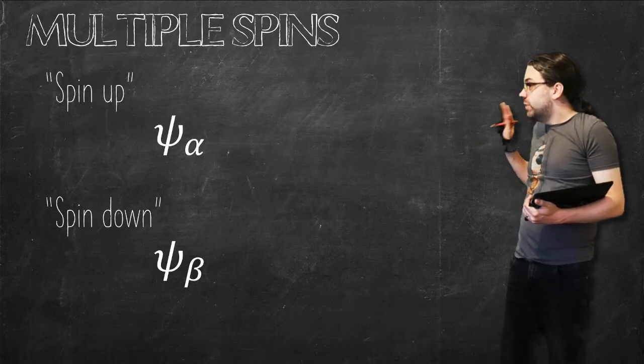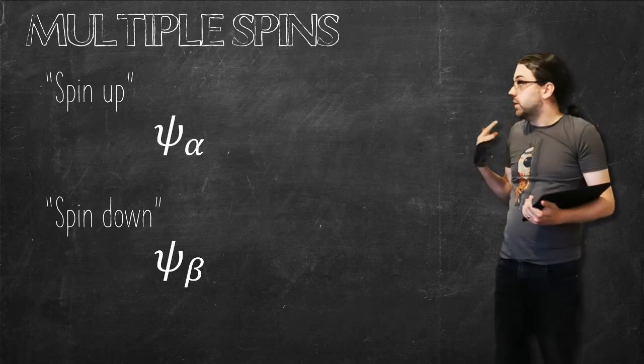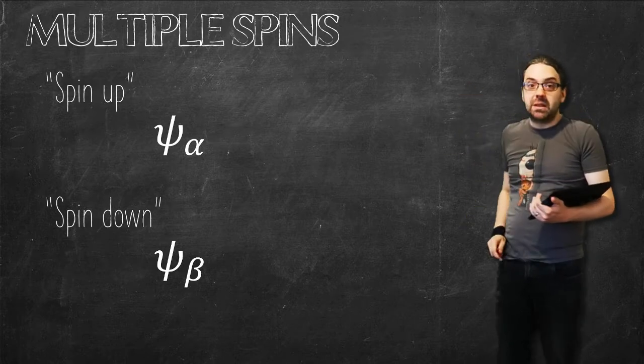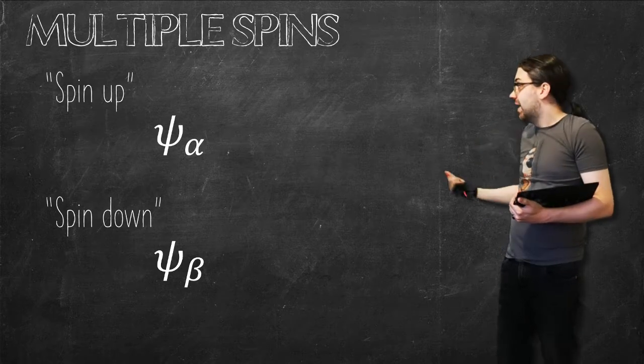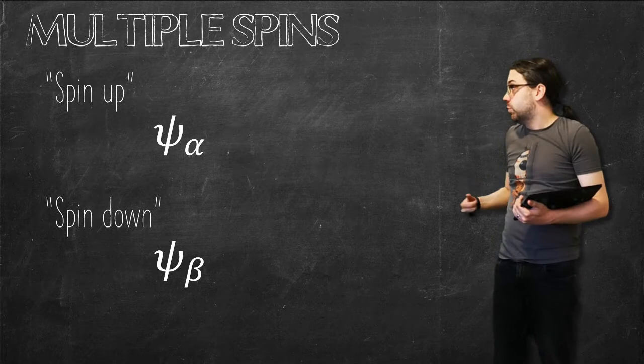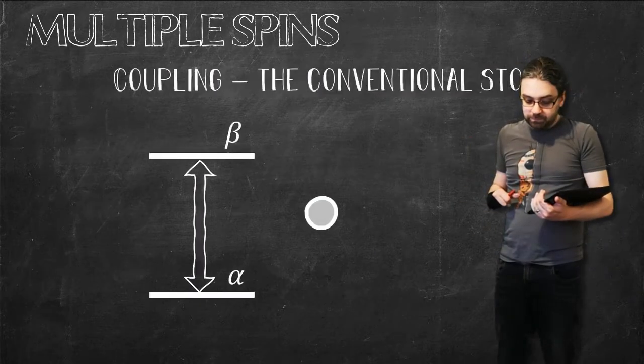So let's recap spin again. We have two spin states. One we call spin up, we label it alpha. One spin down, we label it beta. And those have different energies that are proportional to the magnetic field we put it in. Put it into a big magnetic field, the energy difference between the two is a lot bigger.